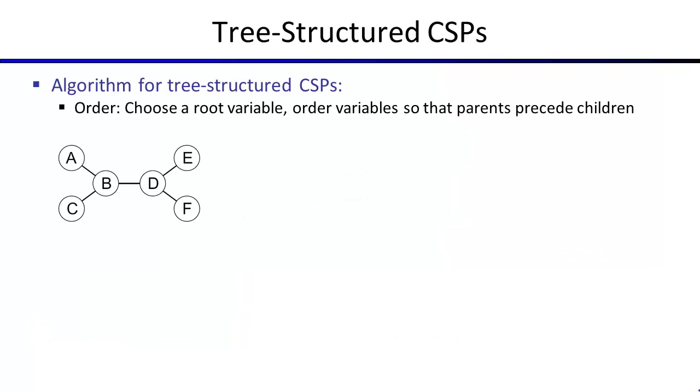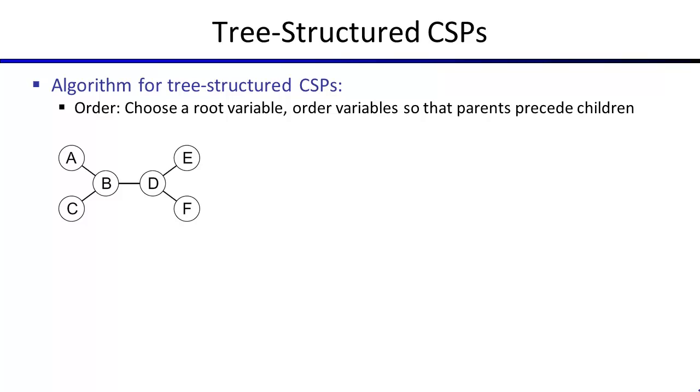So here's an algorithm. I'm going to show you the algorithm, and then we're going to talk about why it is fast and why it's correct. And then we're going to talk about what you do when you don't have tree structure, which actually you usually won't. Okay, so here's the algorithm. Assume you have a tree-structured CSP. First, you do ordering. You choose a root variable.